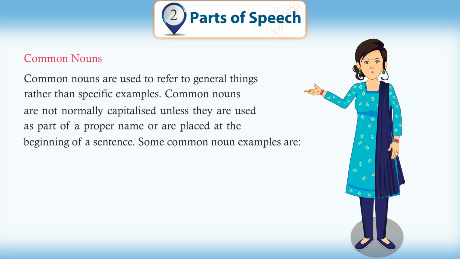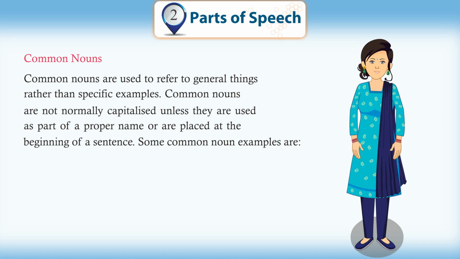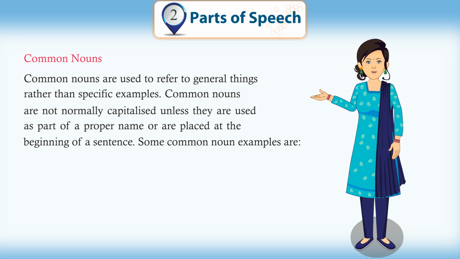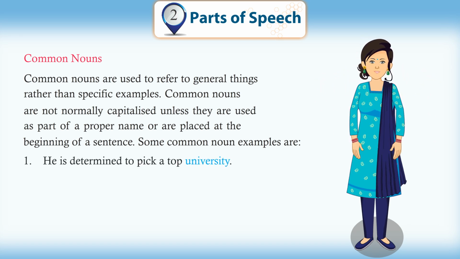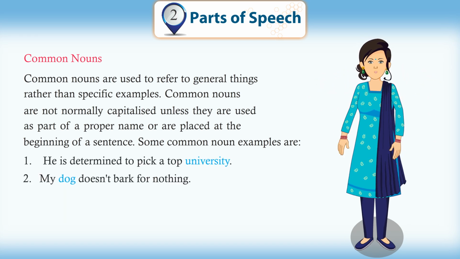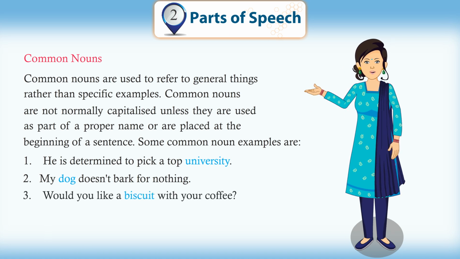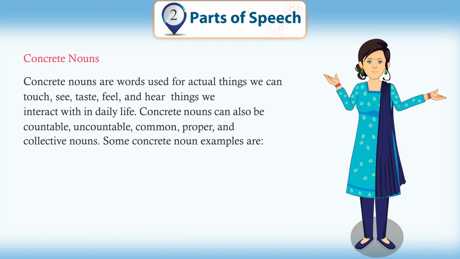Common nouns. Common nouns are used to refer to general things rather than specific examples. Common nouns are not normally capitalized unless they are used as a part of a proper name or are placed at the beginning of a sentence. Some common noun examples are: he is determined to pick a top university. My dog doesn't bark for nothing. Would you like a biscuit with your coffee? Boys are active.